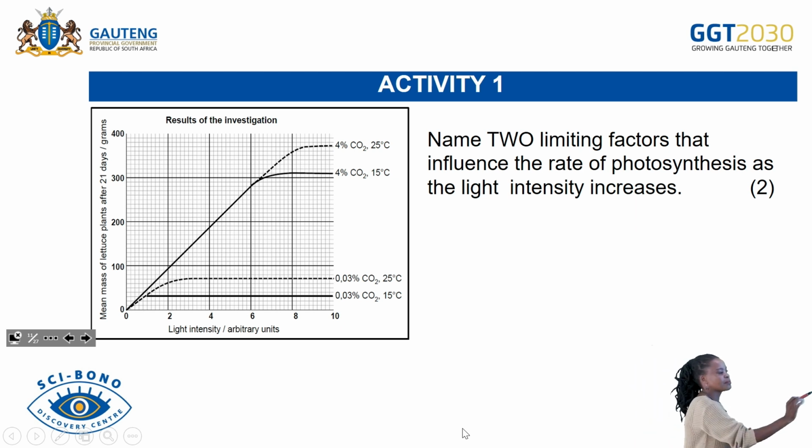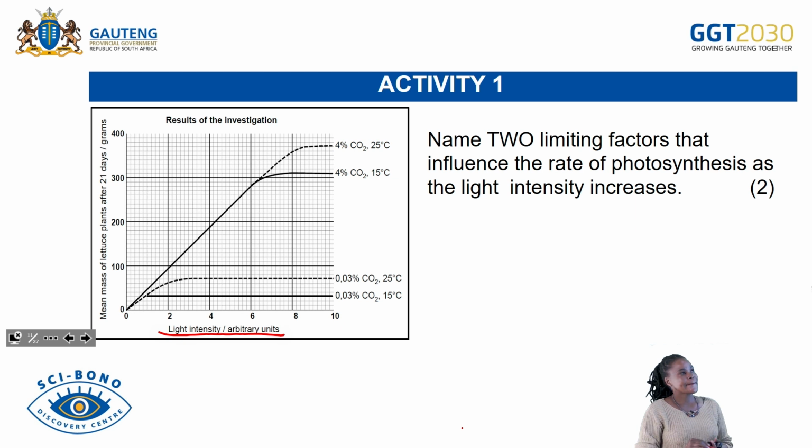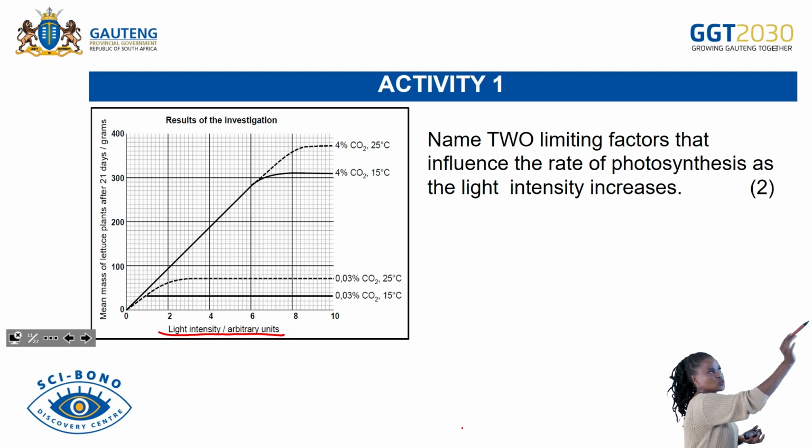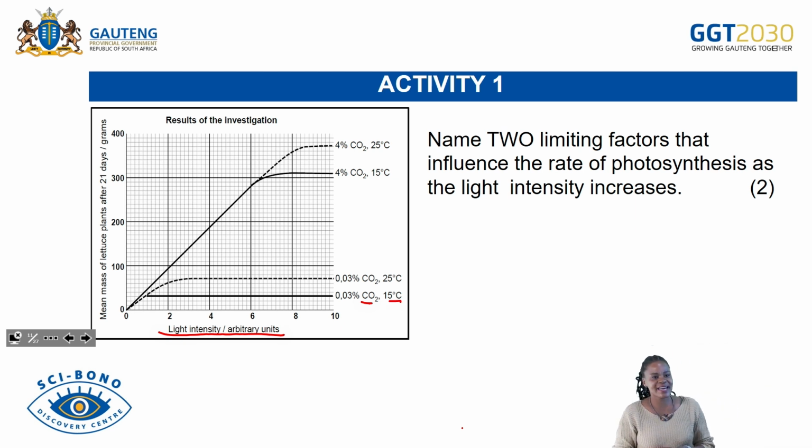Now, apart from the light intensity, name other 2 influencing factors. Looking into our graph, so what other factors do we have? We can also look into these. What other factors do we have? Yes, boy at the front.